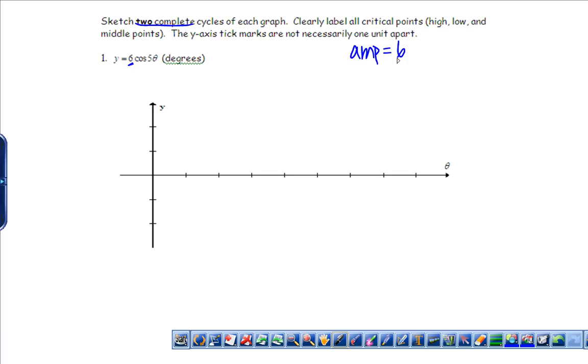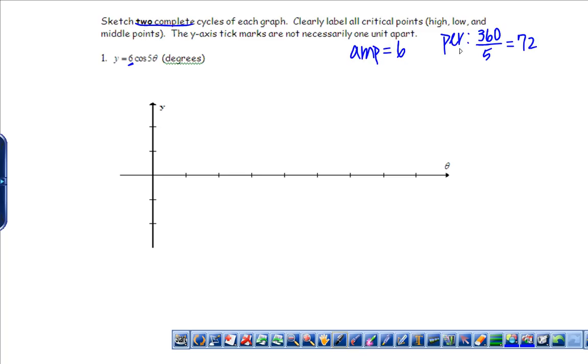So the next thing that I try to figure out is the period. So how do you find the period? Well, you need to decide if you're in radians or degrees, and we're in degrees, so we're going to take 360 and divide by this number right here, because that is your B value. So the period is 72. That means whatever this function looks like, it should end at 72 degrees, and then I'm going to make another cycle and do another 72 degrees.